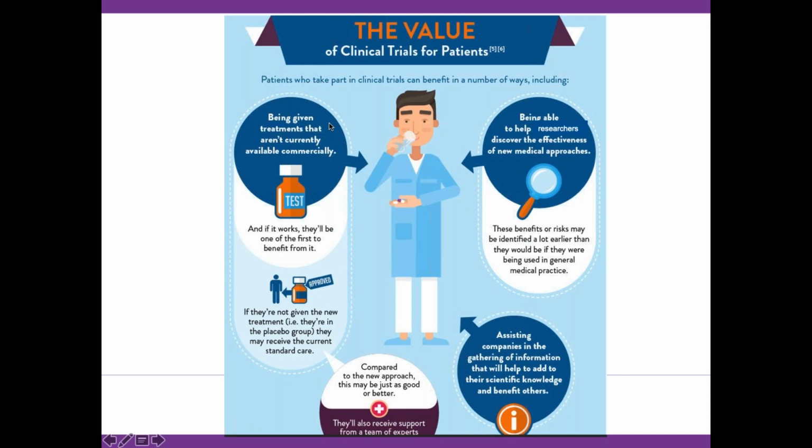If a patient is not given the new treatment and they're in the placebo or control arm, they still will receive the standard of care. And this is where the IRBs make sure that studies are ethical and that patients never receive anything less than what is currently considered a standard of care for that particular disease. So they still will get what is currently the best treatment. Patients will still get the best treatment that's available.